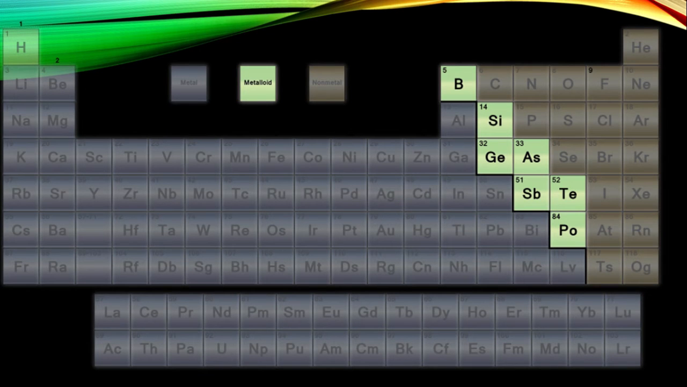These are where your metalloids are located. They form the ladder in your periodic table of elements. It includes only 7 elements, these being boron, silicon, germanium, astatine, antimony, tellurium, and polonium.